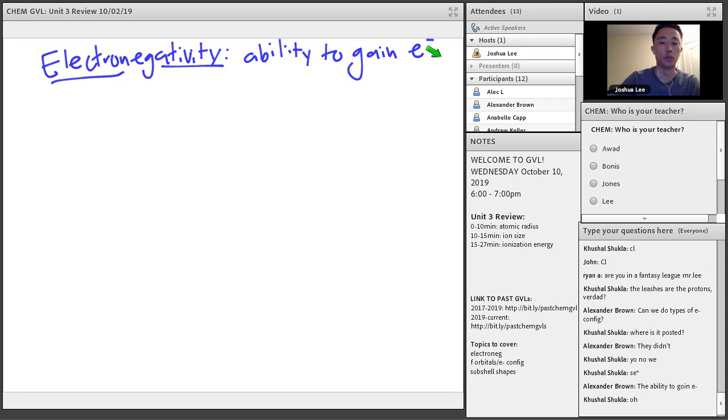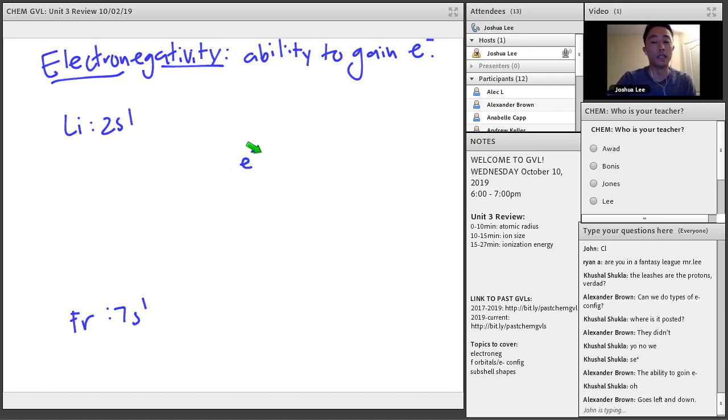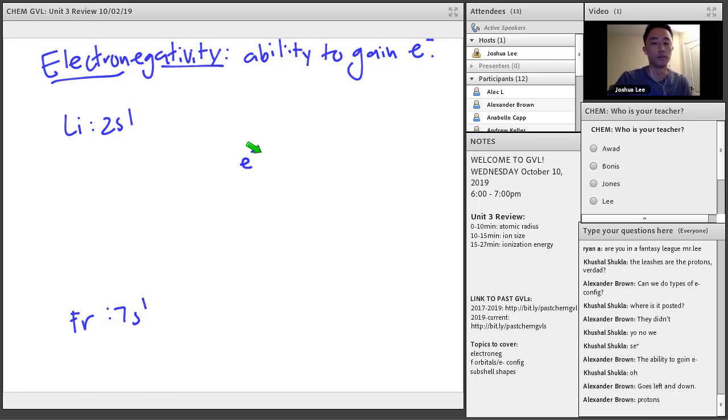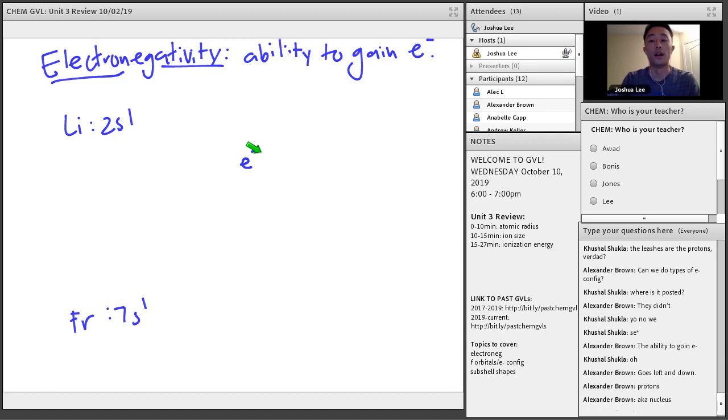So let's talk about the group trend again. Group trend first. We're picking on lithium and francium. Lithium is 2s1, francium is 7s1. Now imagine there is an electron right here. What part of an atom is attracting the electron? Yeah, since electrons are negative, the positive protons are attracting the electron.